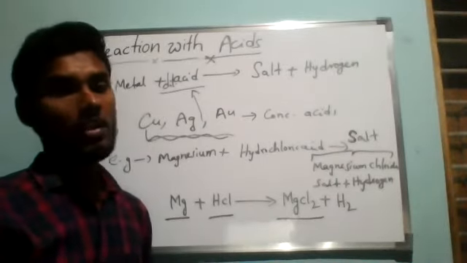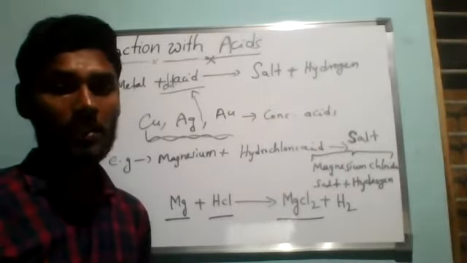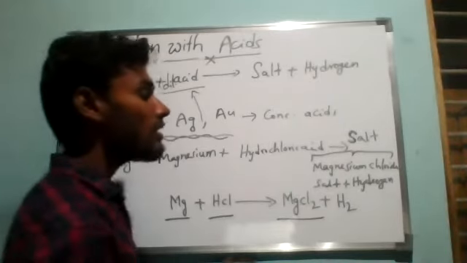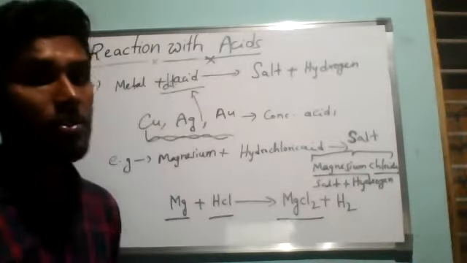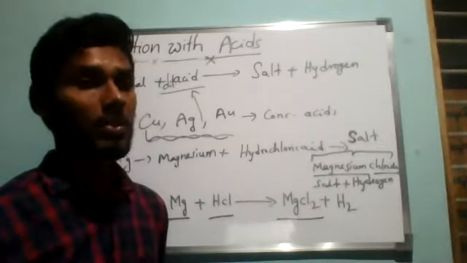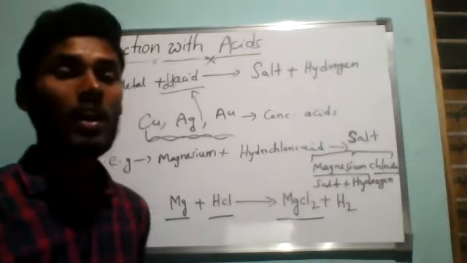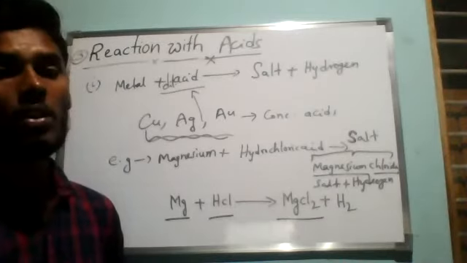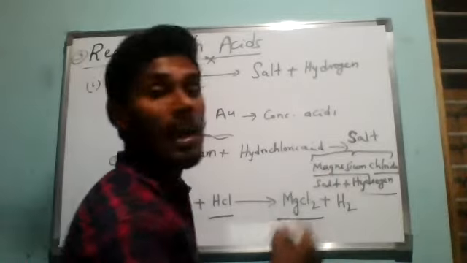Like that, aluminum, iron, and zinc metals also react with dilute hydrochloric acid to form the corresponding metal chlorides and hydrogen gas. If a salt contains some metal along with chloride, it is called a chloride. Aluminum reacting with acid forms aluminum chloride, zinc forms zinc chloride, and iron forms iron chloride. They will always form metal chlorides, and along with that they will release hydrogen gas.